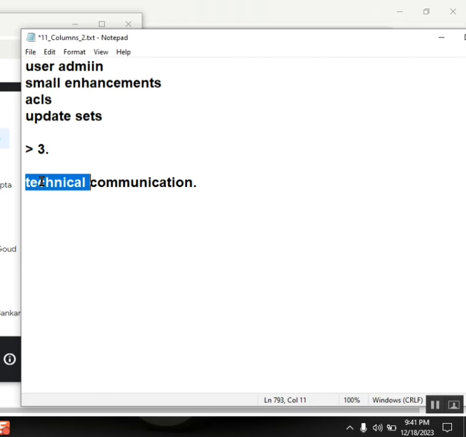So let me ask you one question. What is SysID? If I ask this question, maybe I am a first-time learner, just giving my answer in an interview. So what I will tell is, okay, SysID is a GUID, a unique identification. It is a 32-character GUID. It will be there in ServiceNow for every record. A record will be identified with its SysID.